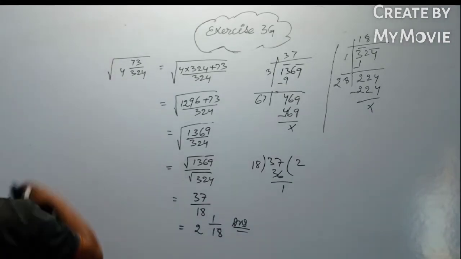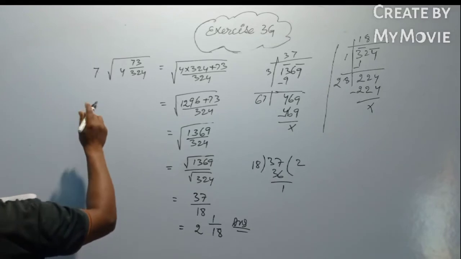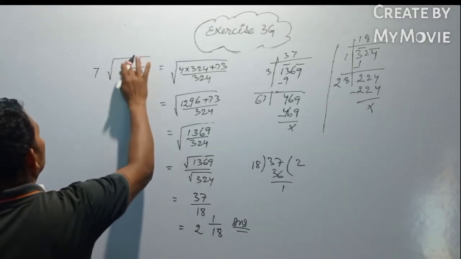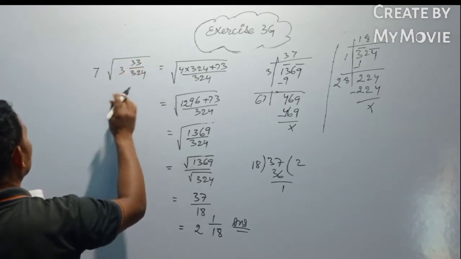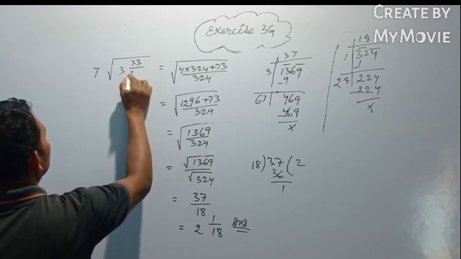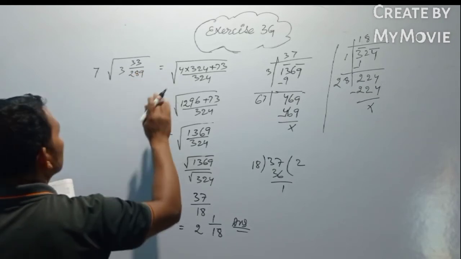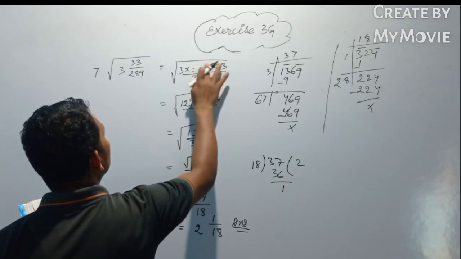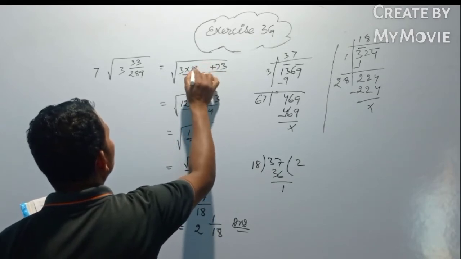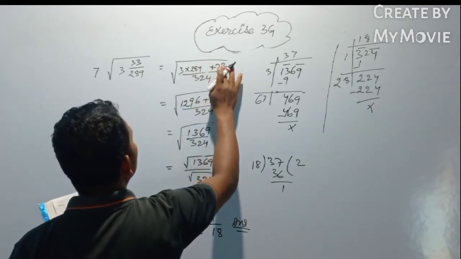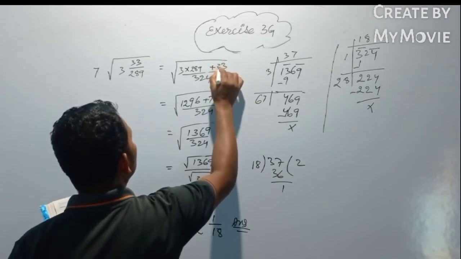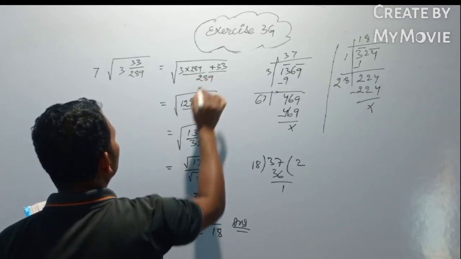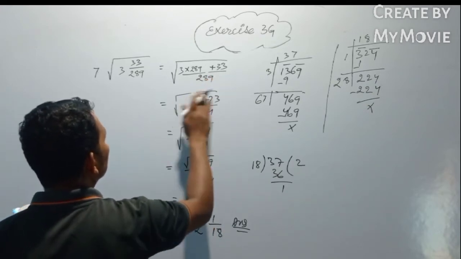Question number 7 is 3 whole 33 upon 289. This will be equal to 3 into 289 plus 33 by 289.